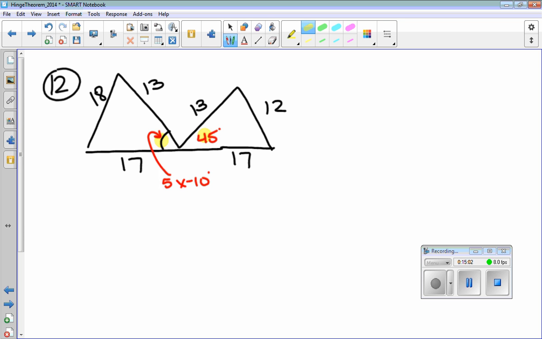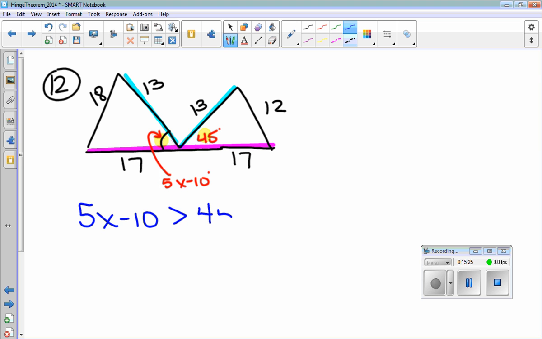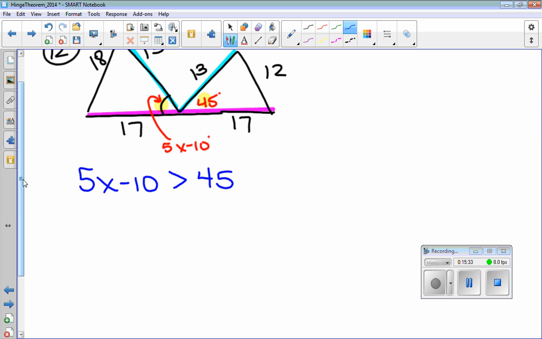These two angles, they are the included angles between the two congruent sides, just making sure they are the included angles, so we know we can use them, which is a good thing. If you look at the relationship, 5x minus 10 is across from 18, 45 is across from 12, therefore, 5x minus 10 has to be bigger than 45, right? Because 18 is bigger than 12. And as I walked around, looks like almost all of us got that right. When we go ahead and add 10 and divide by 5, I do get that x is greater than 11. And I agree with that.